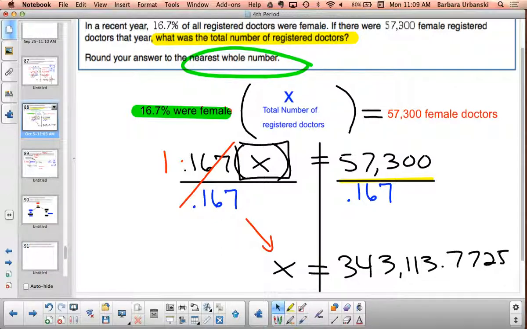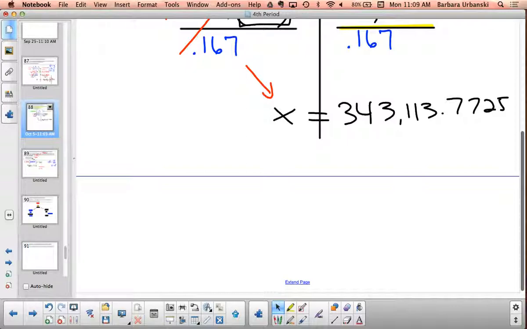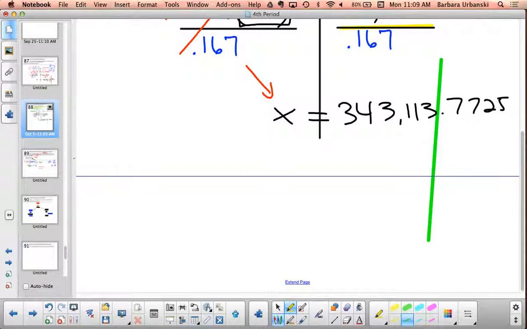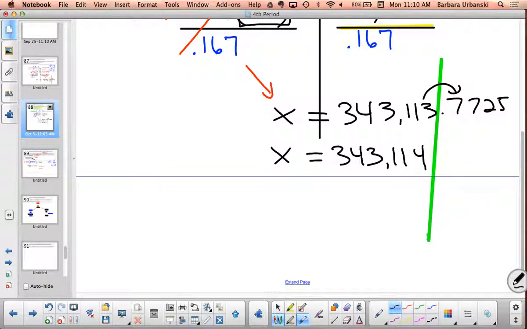Because they're asking us to round to the nearest whole number, that means we are not going to have anything to the right of our decimal point. I always tell the students, look at your number, look at the guy next door. If it's 5 or more, we round up. So we should have our x would equal 343,114.